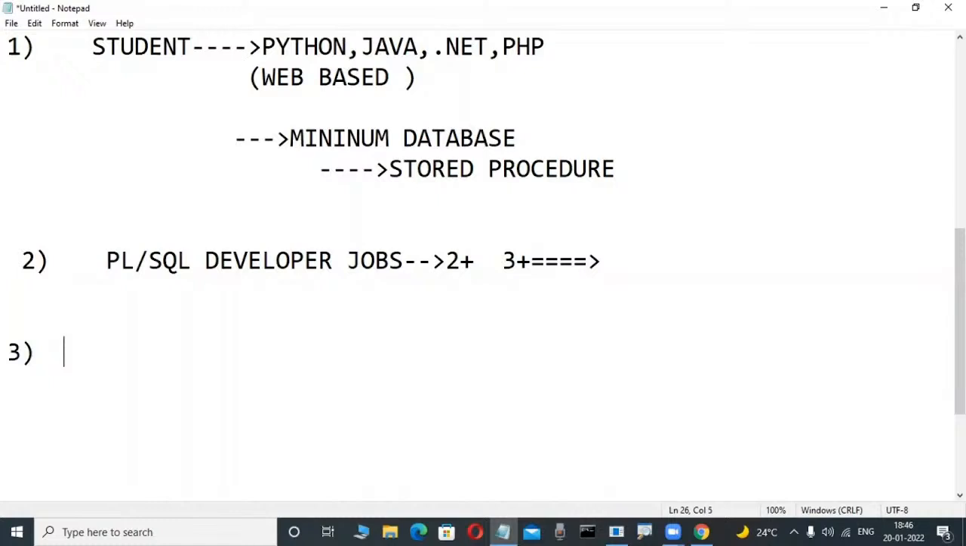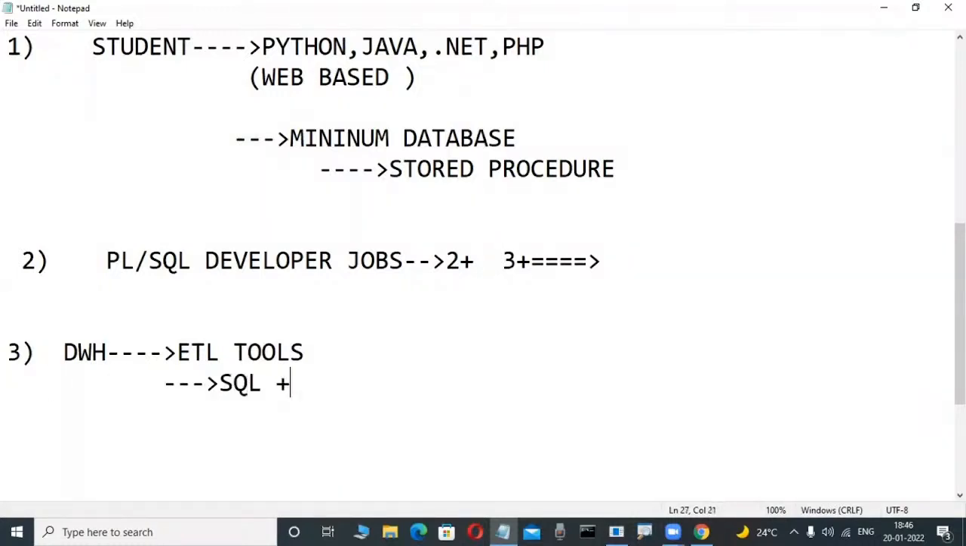What does that one mean? Data warehousing technologies are there. In that, ETL programmers and reporting programmers are there. ETL means extraction, transformation, and loading tools. These persons need a little bit of SQL knowledge. PLSQL is not required, just SQL knowledge.